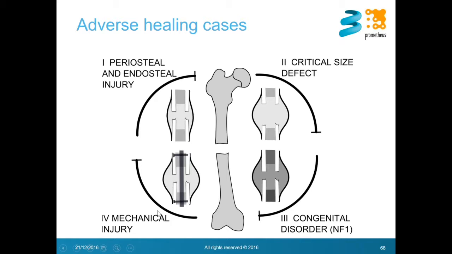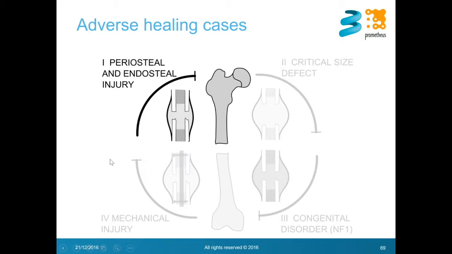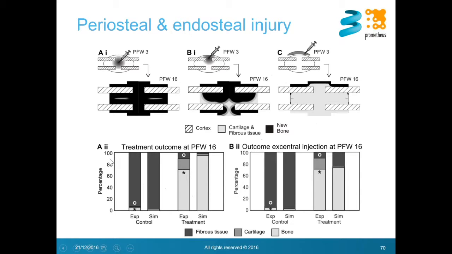to adverse healing. First one being the periosteal and endosteal injury, so when you have fractures with a lot of soft tissue damage. The periosteum and the marrow are affected as well, and we know that there is very poor healing. What we then try to do is see if you add stem cells at a certain point after healing. In this case, post-fracture week 3, when normally you should see already some healing occurring. If you add stem cells at that point, you get a full fracture healing at 16 weeks post-fracture.